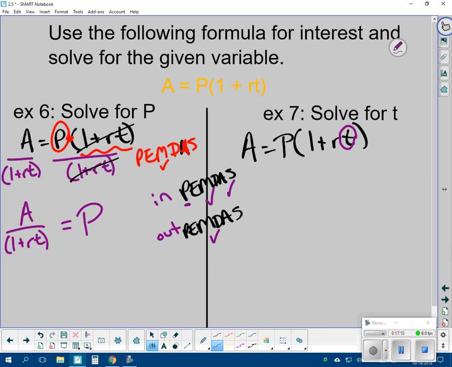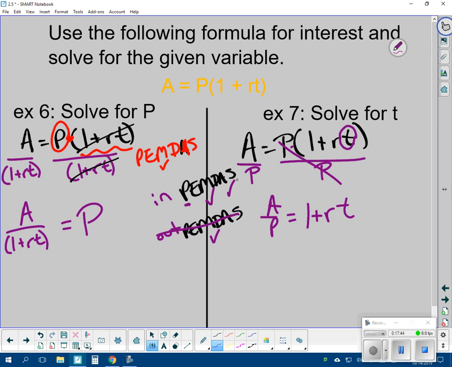In a normal order of operations, you do what's in the parentheses first. But because we are working it opposite when you're undoing an equation, you're going to work on the outside of the parentheses first. So how do I get rid of or undo times p? I divide by p. Those now are gone. A over p equals 1 plus RT. Okay, so I've completed this one.